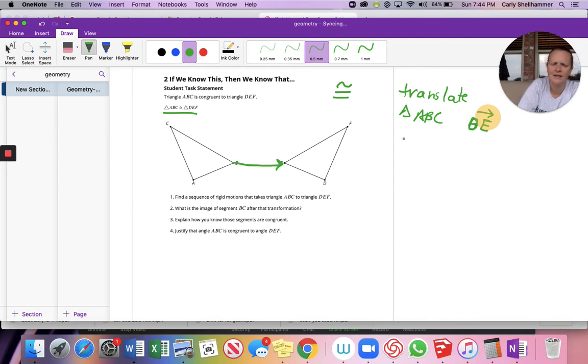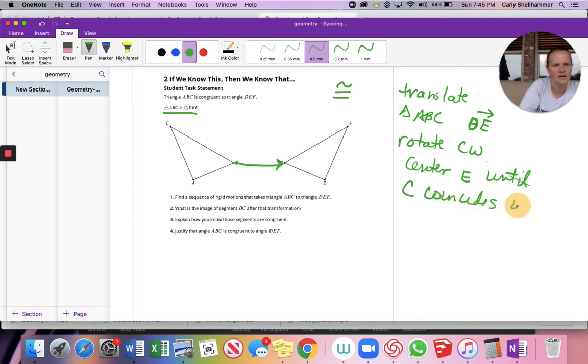And then I think I would rotate clockwise with center E until C coincides with F. Okay? And then I would probably reflect over line EF. And then everything would work.